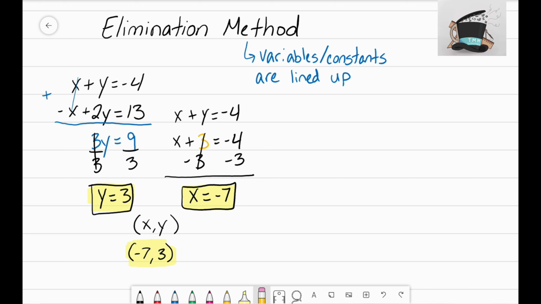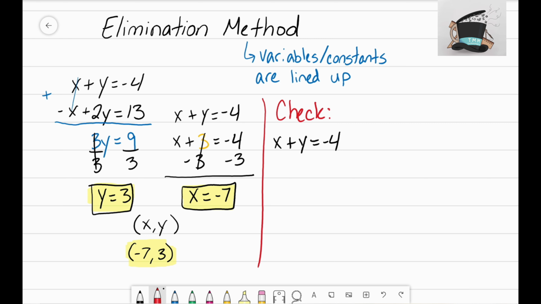All right, now that we've solved and gotten our final answer of negative 7, 3, our last step is just to check our work. Because we have no idea if this ordered pair is correct, but we can verify it by checking our work. So just like we did with our substitution method, I'm going to rewrite my first equation, x plus y equals negative 4. And instead of writing my x and y variables, I'm going to substitute in my x and y values, negative 7 and 3.